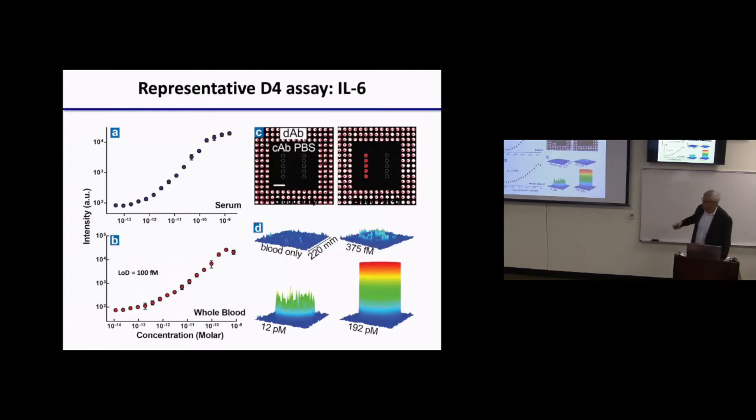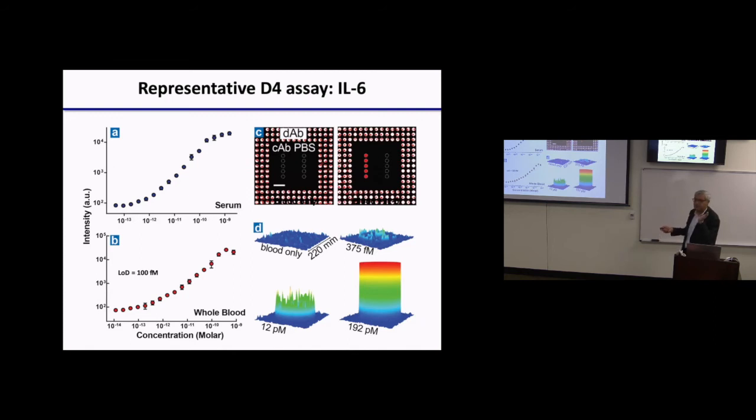So let me just show you our best assay we ever built, which is for IL-6, because you can get the best antibodies against IL-6. And what you see here is, in serum, a dose response curve, and in blood, they're actually remarkably similar. And I don't even show you buffer.